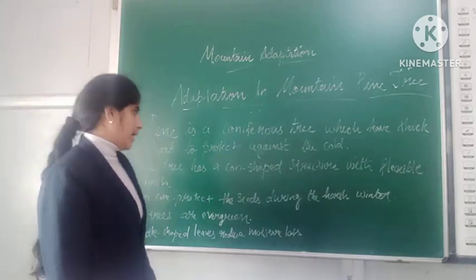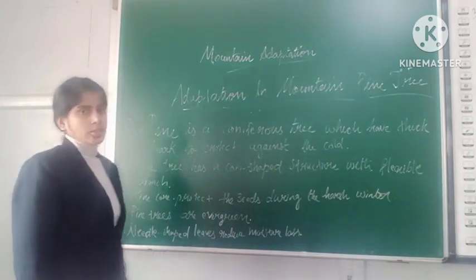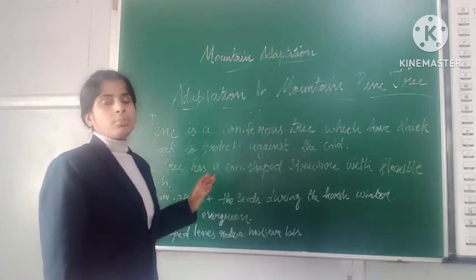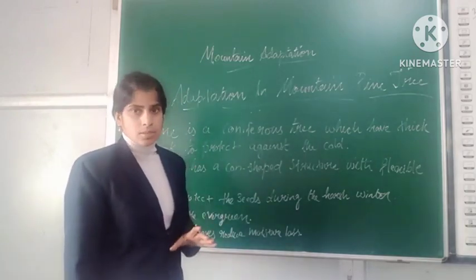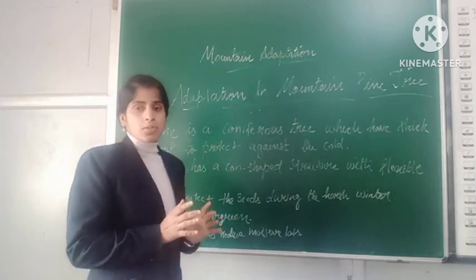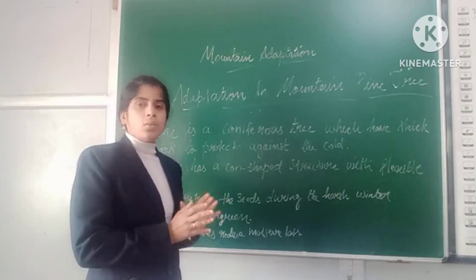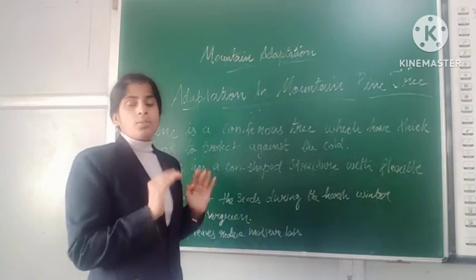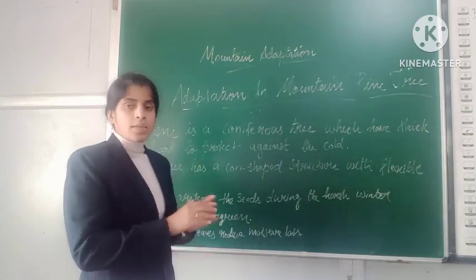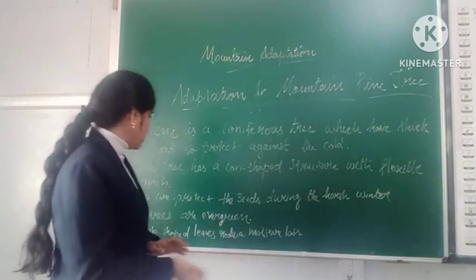And second, the pine tree has a cone-shaped structure and flexible branches. These pine tree branches are very flexible, and the shape is a cone-shaped structure. This helps to cope with heavy snowfall. That's why they have a cone shape to cope with heavy snowfall, and the branches are also flexible. Okay, clear? Yes, and the next one.